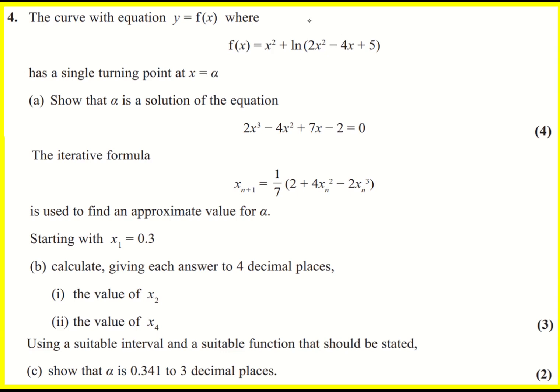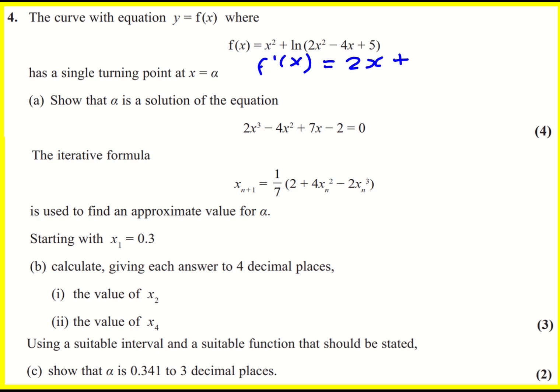The curve is given by this function here with a single turning point at x equals alpha. Let's show that alpha is a solution to this cubic equation. So for the turning point, we need to look at f dash x, or dy by dx. Differentiate this, I'm going to get 2x plus. Now I'm going to use the chain rule on ln 2x squared minus 4x plus 5.